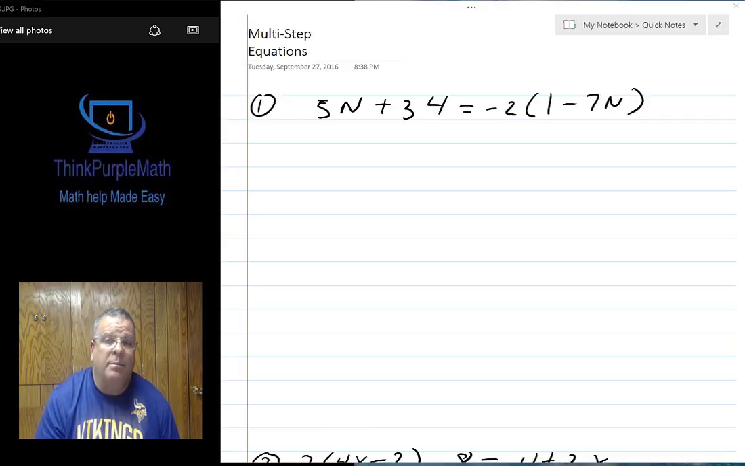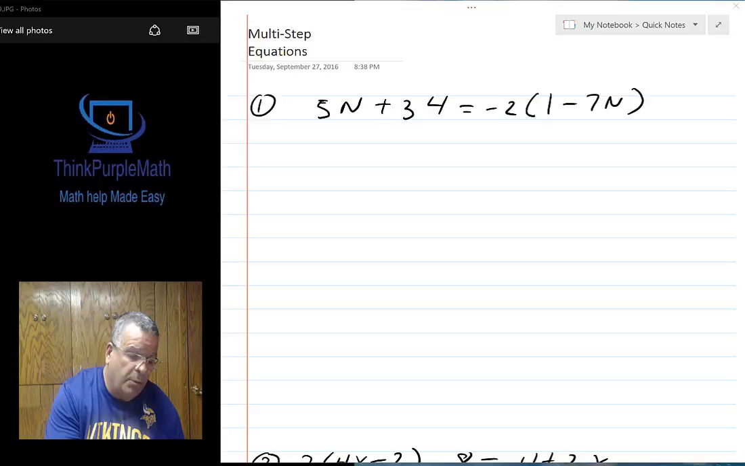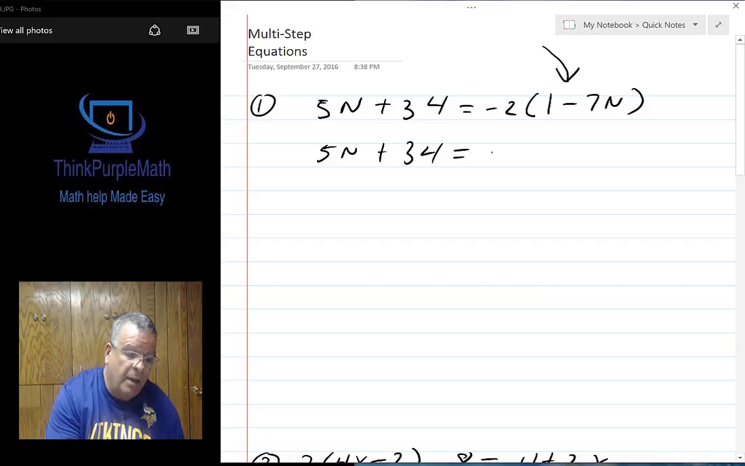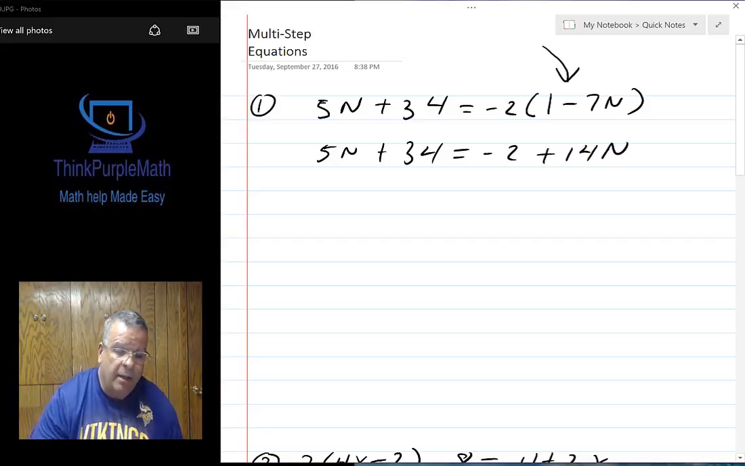Today's topic is solving multi-step equations involving the distributive property. If you look at the first problem there, notice that there is the distributive property on the right-hand side. What we need to do is apply the distributive property on this parentheses. Notice that there's a -2 there, so it's -2 plus 14n.